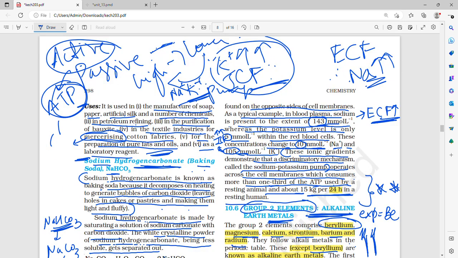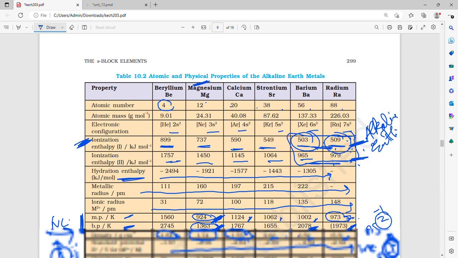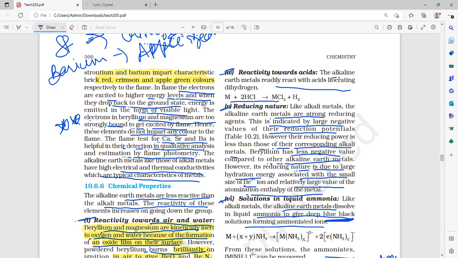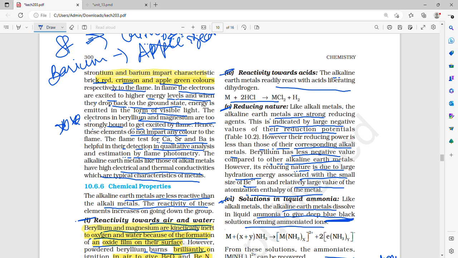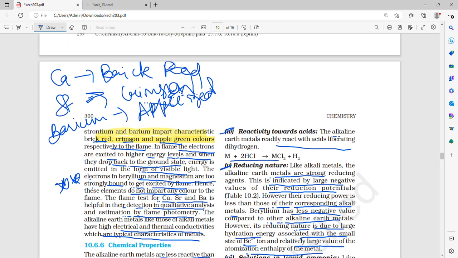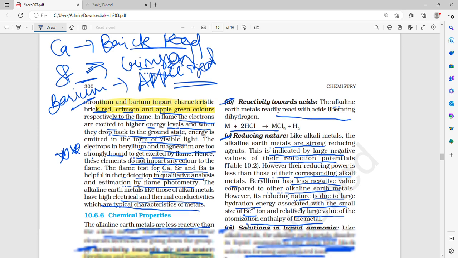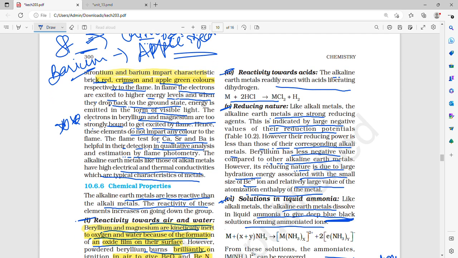Calcium, strontium and barium impart characteristic brick red, crimson and apple green colors respectively to the flame. In the flame, the electrons are excited to a higher energy level, and when they come back to the ground state, they emit energy in the form of visible light.